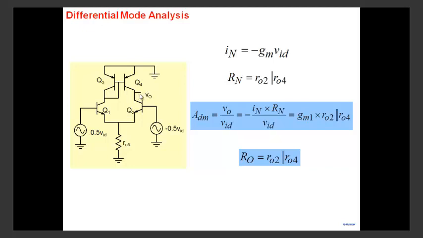So in books, you'll find a very, very simple derivation: they will take this as ground and make it R02 looking down, and when you look up, it's R04, and they'll simply write R02 parallel R04. It's far more complicated. The final result is the same. We still get R02 parallel R04. The final result is the same, but this node is not ground.